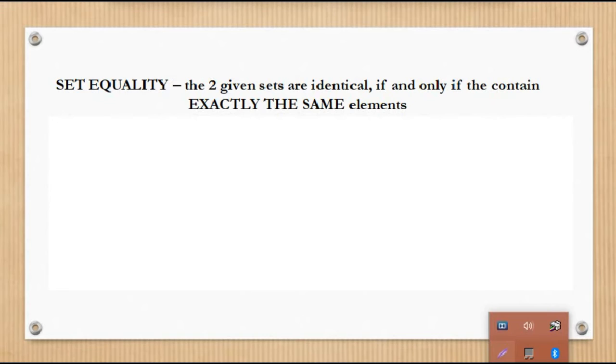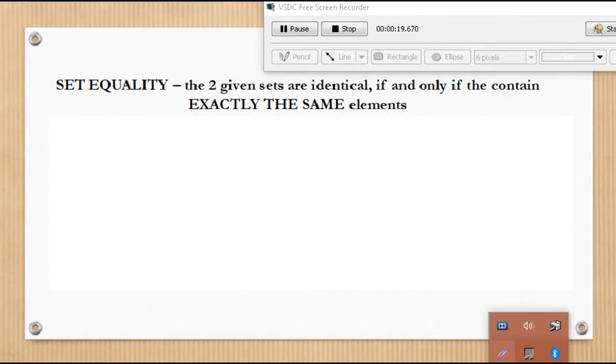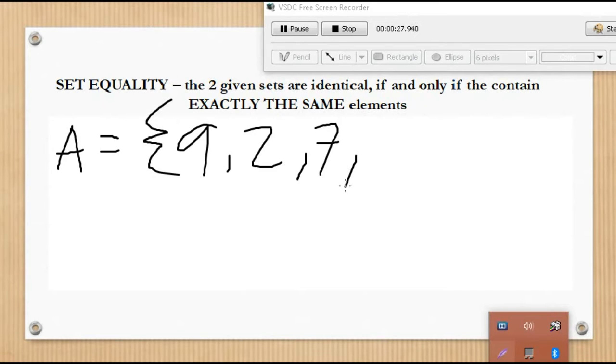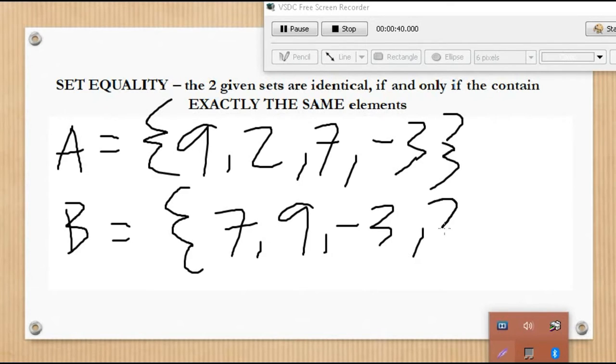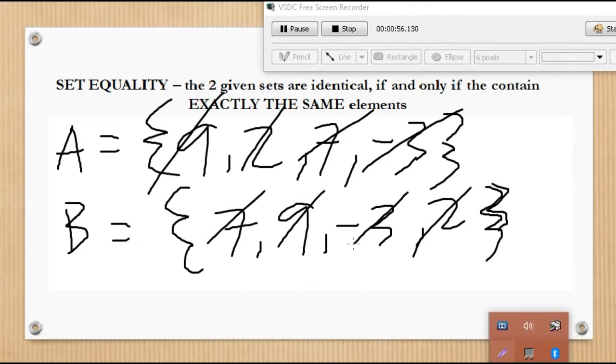Okay, set equality. Set equality states that two given sets are identical if and only if they contain exactly the same elements. Okay, so for example, we have two sets, A and B. Then, A contains 9, 2, 7, and negative 3. And the other set is 7, 9, negative 3, and 2. So, equal ba yung set nila? Yes. Paano natin malalaman? So, merong 9 sa A, merong 2 sa B, meron din 7 sa B, and meron din negative 3. So, equal yung sets nila.